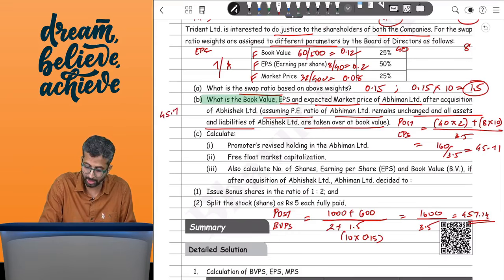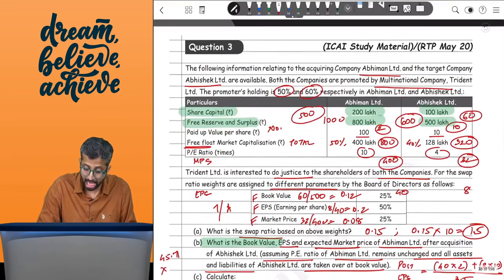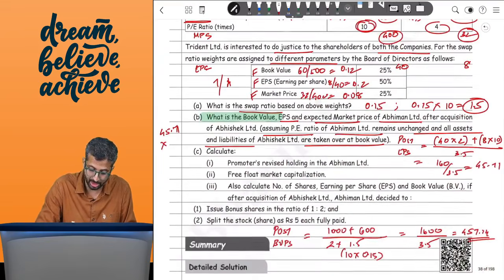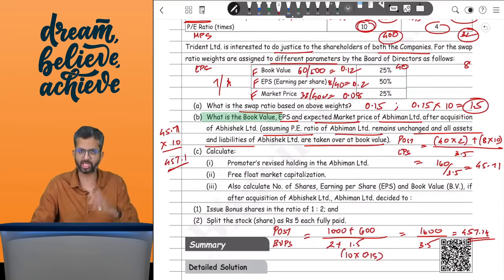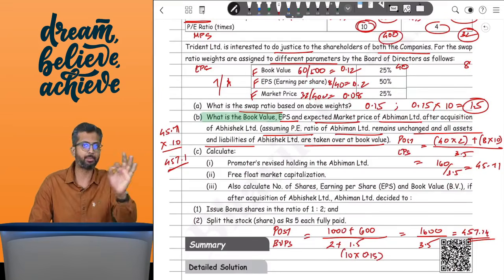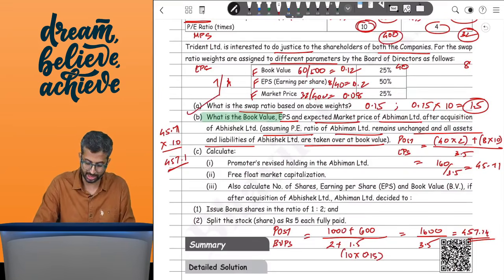This is my post merger EPS, and post merger MPS, where it is clearly given that your P/E ratio remains the same. So 45.71, which is my EPS, and I've been told that the P/E ratio remains the same, that is into 10, and coincidentally this is the same 457.1, which is the same as the post merger book value per share. Remember, this is a coincidence, not a necessary trend. You are required to calculate the promoter's revised holding in Abhiman.